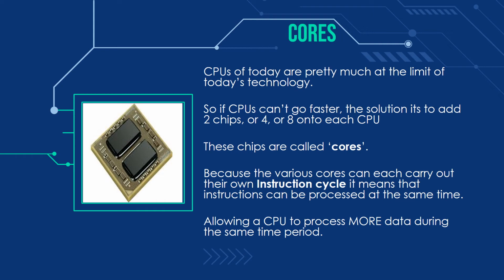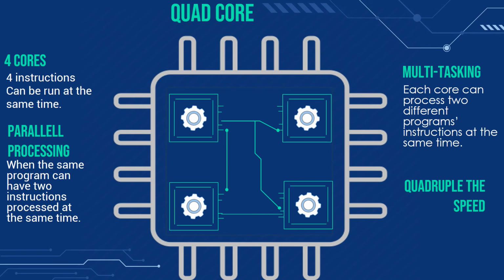The number of cores needs to be built into the program, and this means we can process more data. Here's an example. 4 cores would be quad core. That means that 4 instructions can be run at the same time. This is called parallel processing, where the program can have multiple instructions processed at the same time. This feels like multitasking. So when you're on a computer, you might be running Spotify and you might also have a Word document open doing your coursework. Both of those might be using different cores. In effect, a quad-core computer should quadruple the speed.